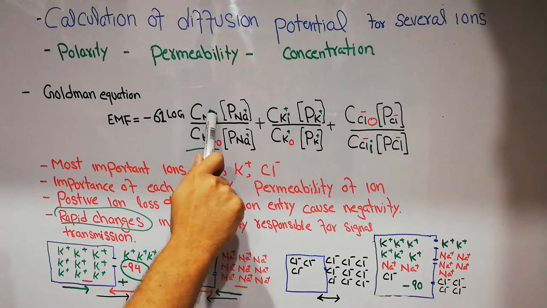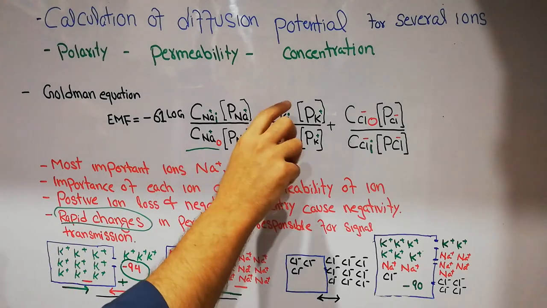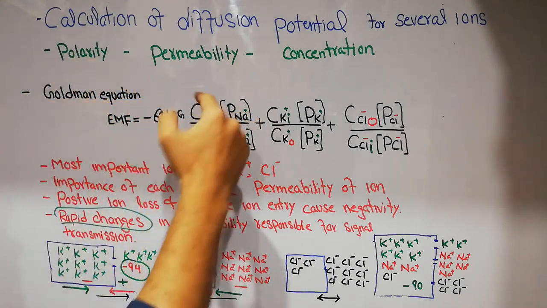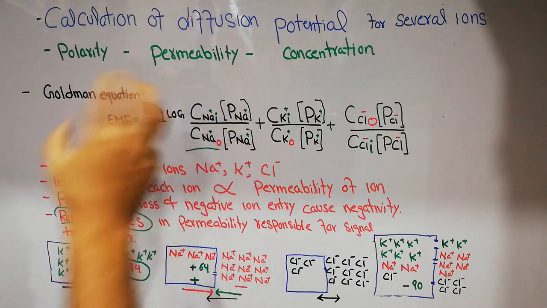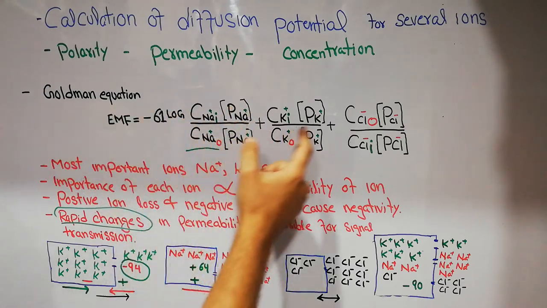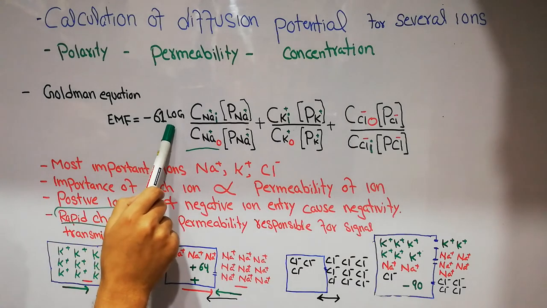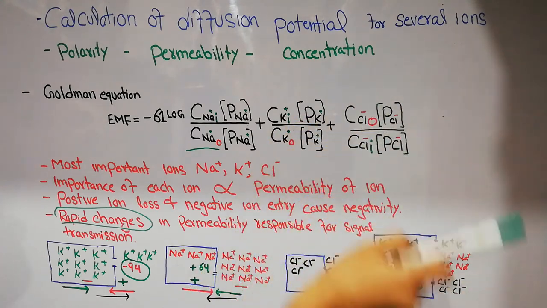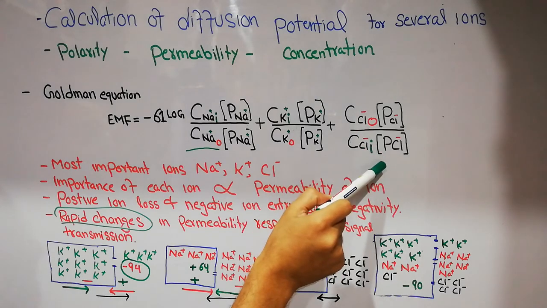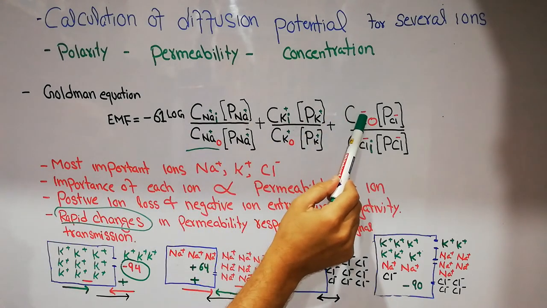As sodium is positively charged and potassium is also positively charged, the concentration inside is taken above in the log. But in the case of chloride, as chloride is negatively charged, the log is flipped, because the concentration inside the cell is taken below in the denominator, and the concentration outside the cell is taken above.